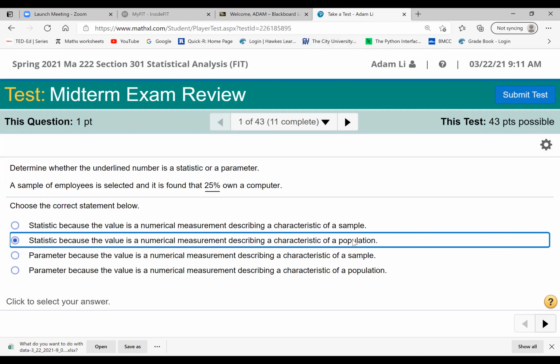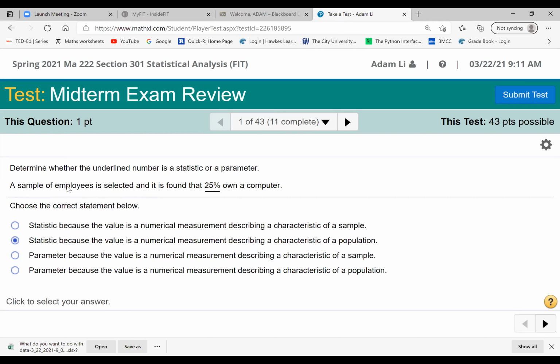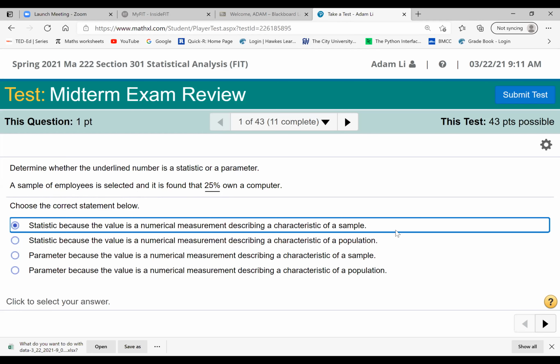So first of all, first question, determine whether the underlying number is a statistic or a parameter. A sample of employees is selected, right? It definitely says sample here, so this is sample statistics we're talking about. And it's found that 25% use the computer. So definitely this is a statistic because it comes from the sample, and the value is a numerical measurement describing the characteristics of the sample. So the answer should be the first answer choice.